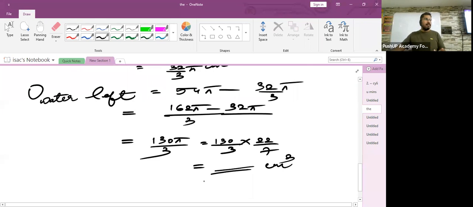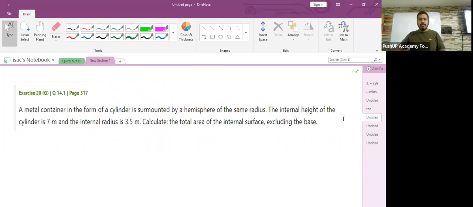Can you do this after the class? Just the calculation part, so that we can utilize the time in doing the next sum. Okay, here we go. The next sum of the day.